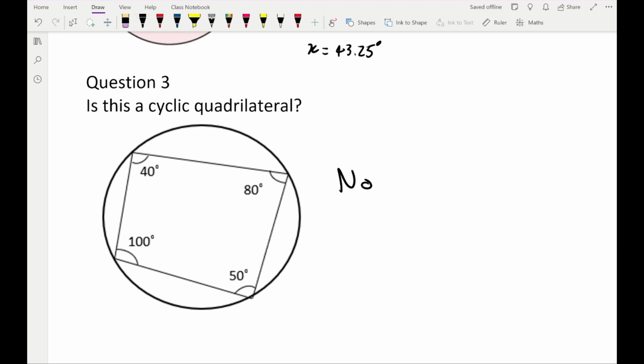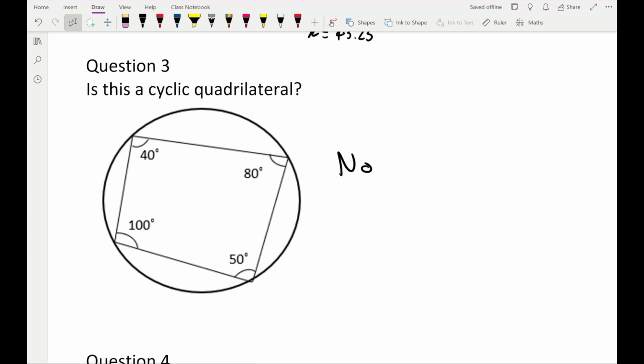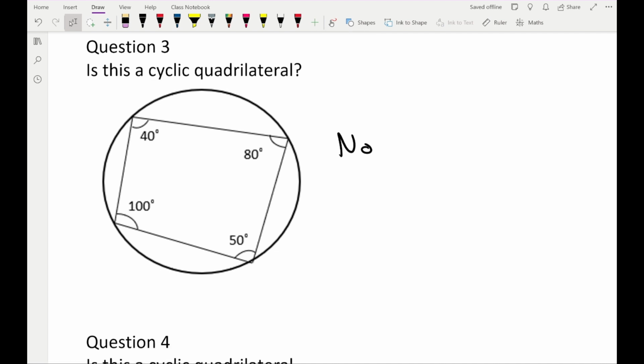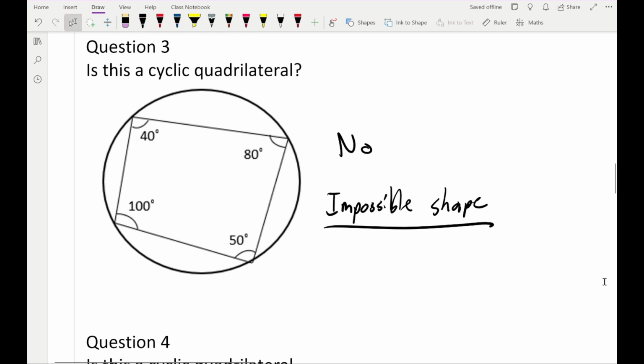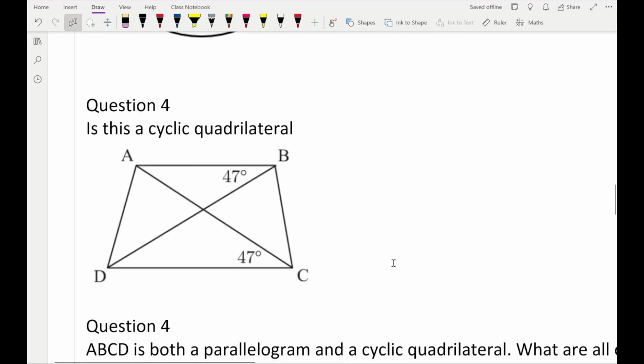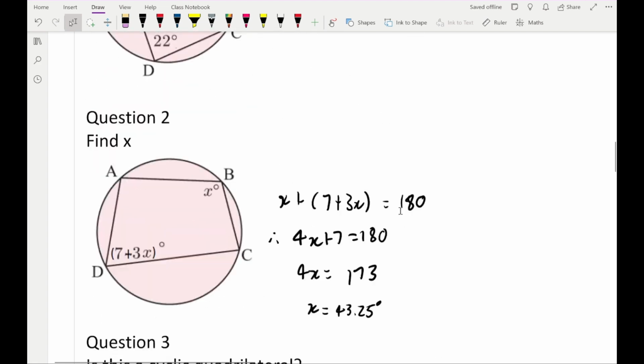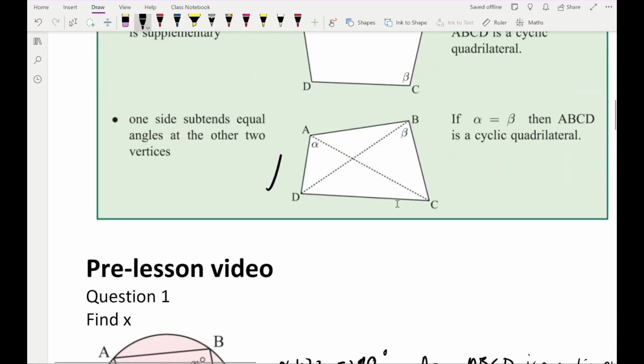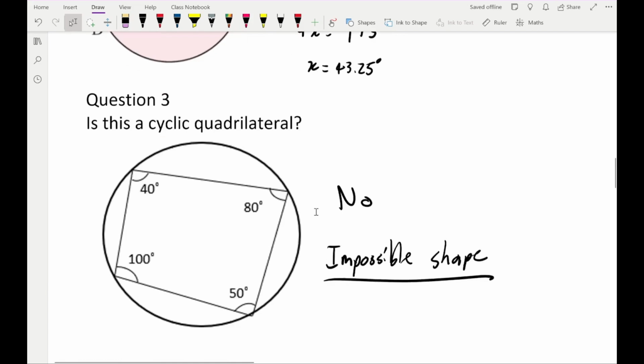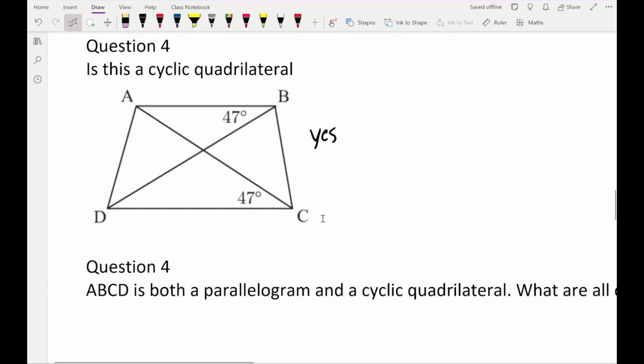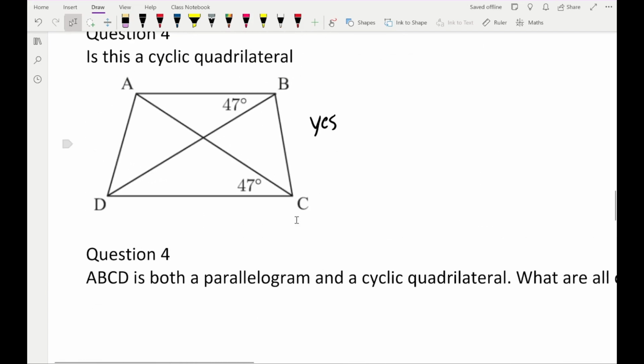Now this is a really weird shape because it's not even a quadrilateral at all. Normally in a quadrilateral, all the angles add up to 360. This is an impossible shape. All right. Next one, is this a cyclic quadrilateral? Well, the answer is yes, and that comes from that second corollary here. Those two angles match, so that's good to know. Cool, and that means you could draw a circle around it if you wanted to.